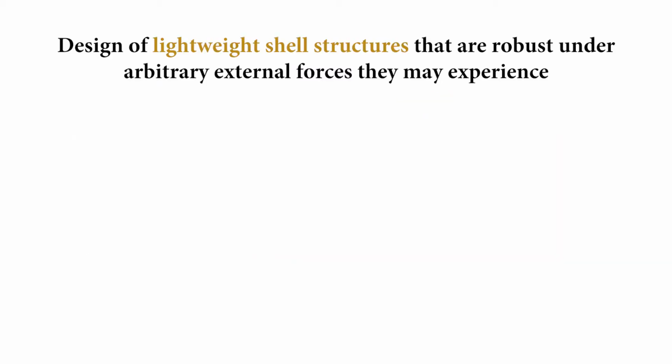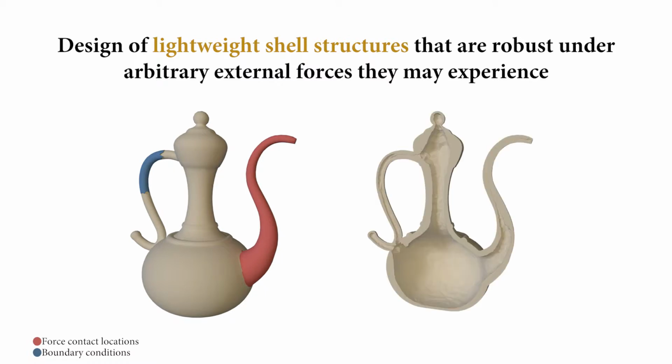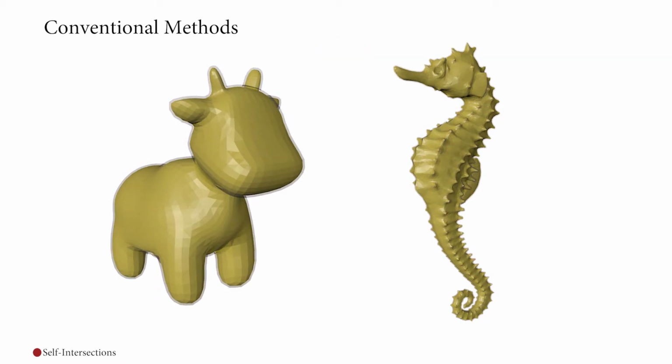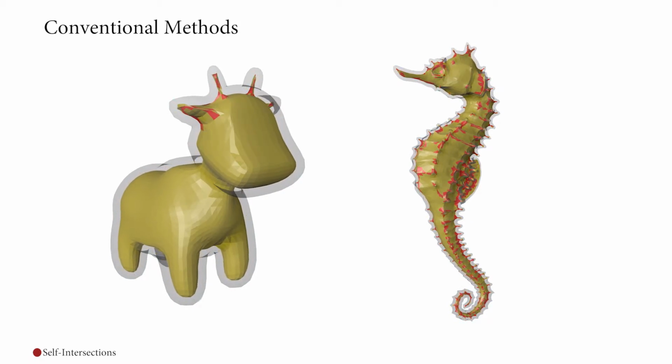We propose a new structural optimization approach for designing minimum weight shell objects. Our approach takes a 3D shape and produces a lightweight shell structure that withstands any of the prescribed force configurations. The main issue in shell design is that large thickness values may result in self-intersections.